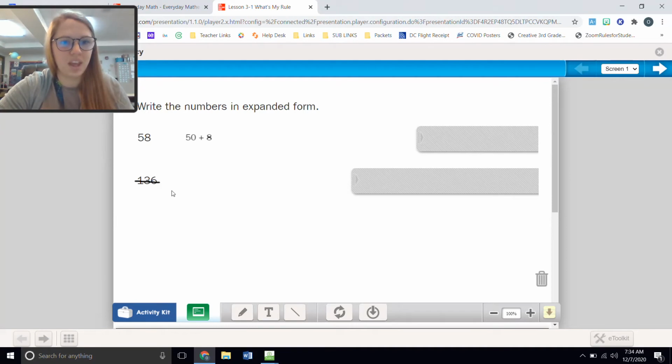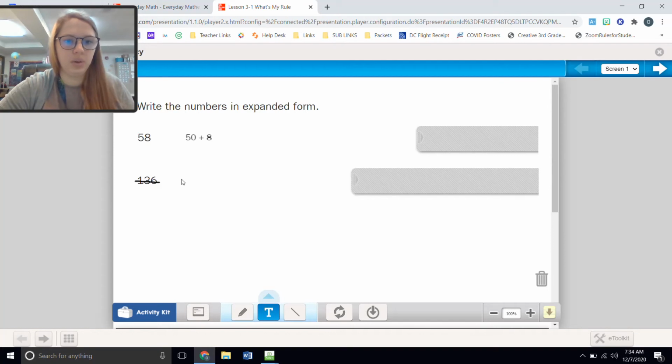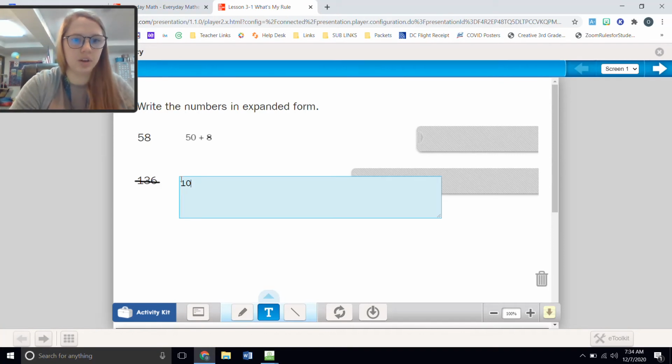There we go. That number is 136. So I want you to write it in expanded form. I can tell you that however many digits are in your number for place values, you will have that many numbers over here. So 136, you are going to write that as 100 plus 30 plus 6. That is your expanded form.